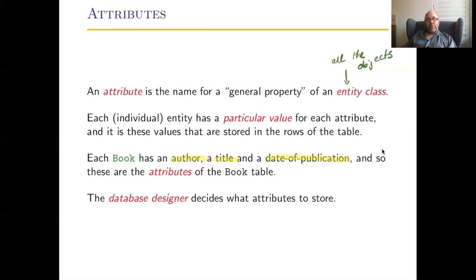What would be an attribute of a book that I have not chosen to store in that table? Well, when a book is first published, it maybe has a particular number of pages. So number of pages is an attribute of the book class, but I've chosen not to store that because for my purposes, it is not relevant. So a database designer, before they do anything else, has to decide what the relevant attributes are, and which attributes are present in the physical objects, but we're not interested in storing their values.